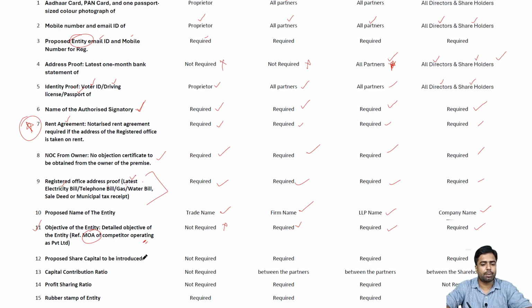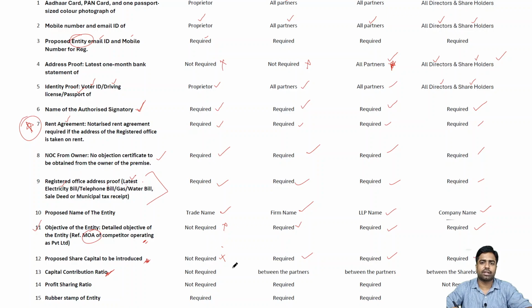Okay, proposed share capital to be introduced. Now you have to inform the chartered accountant that you're starting a business, let's say by investing 50,000 rupees, 1 lakh rupees, whatever amount X you are bringing as capital. That capital amount is required. But it's not required in a proprietorship, you don't have to tell. In a partnership firm you have to tell, and you have to write it in the partnership deed. You have to give it in an LLP also, and in a private limited also. So this is very important. You have to decide among yourselves what the proposed capital of the company will be, and communicate the same.